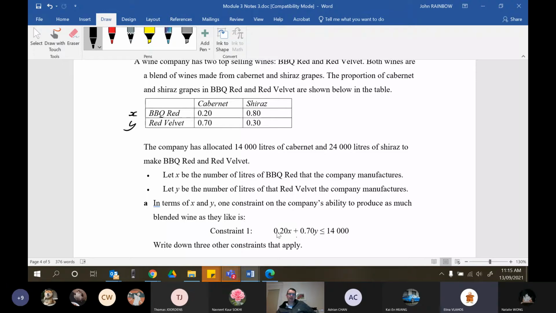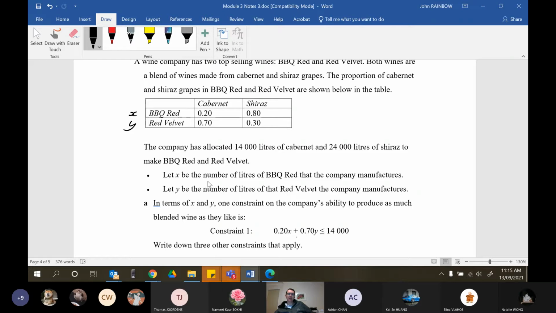Okay. So where do you see these numbers? Where have these numbers come from? Where do you see this, this, and this? Where do you see the point? Sorry? In the table in the question. Right, so what do you see? 0.2x plus 0.7y has to be no more than 14,000. Let's think about that. So this table is showing what? It's showing Cabernet, right?